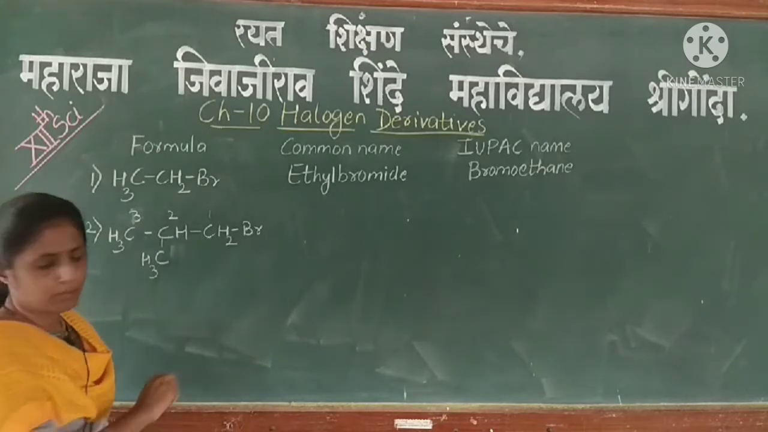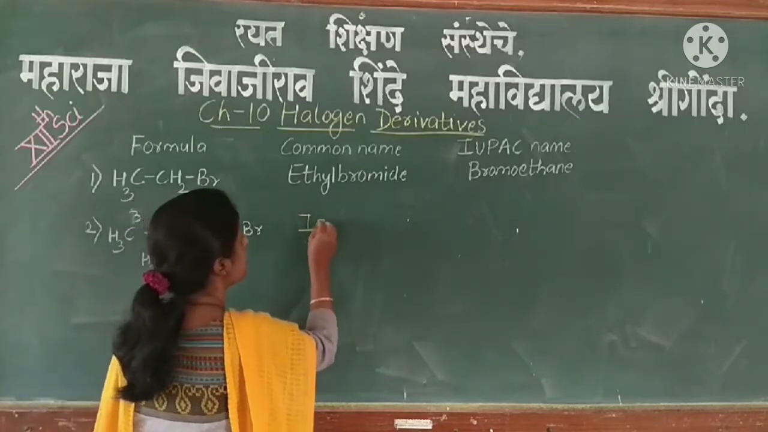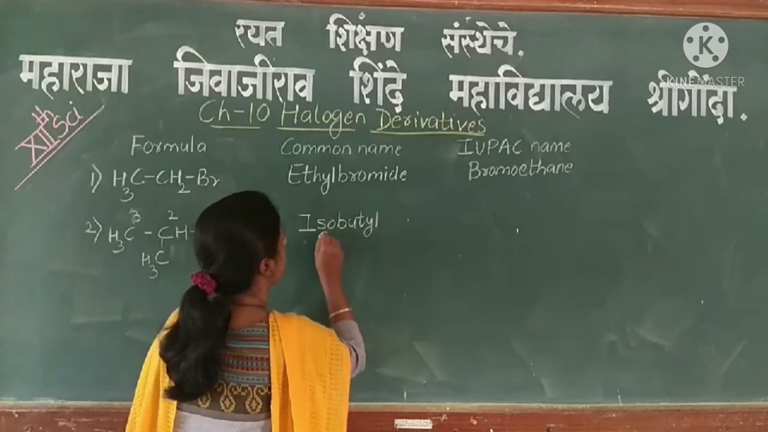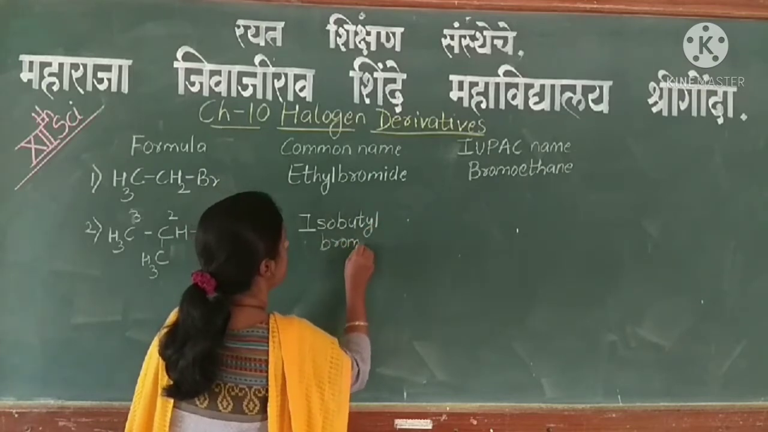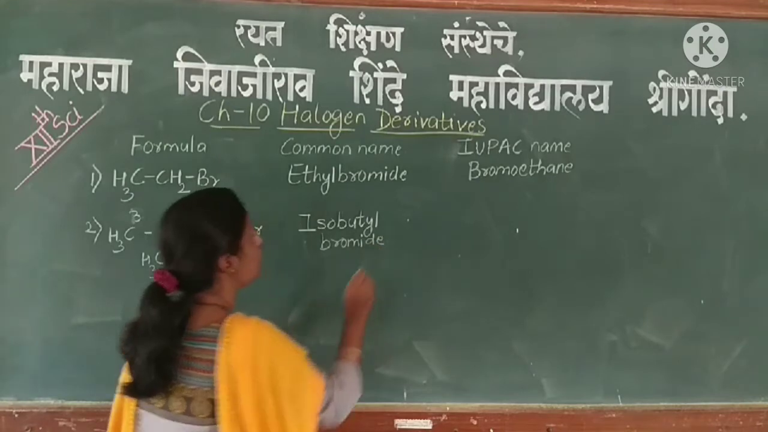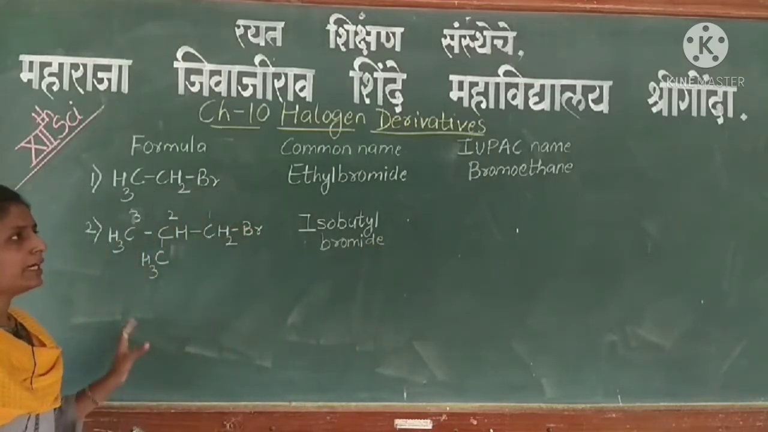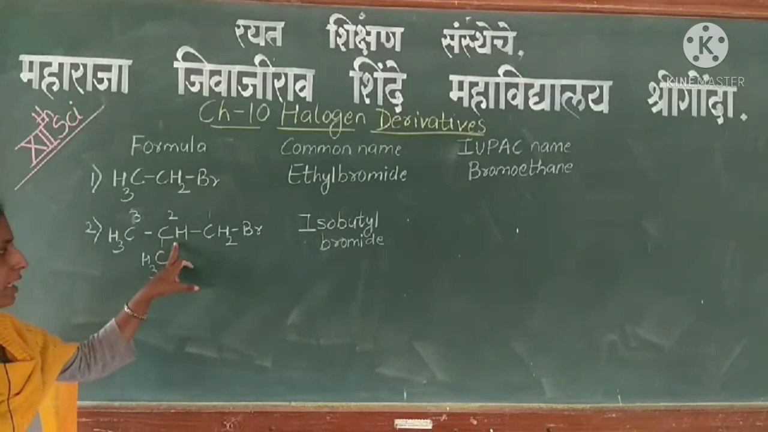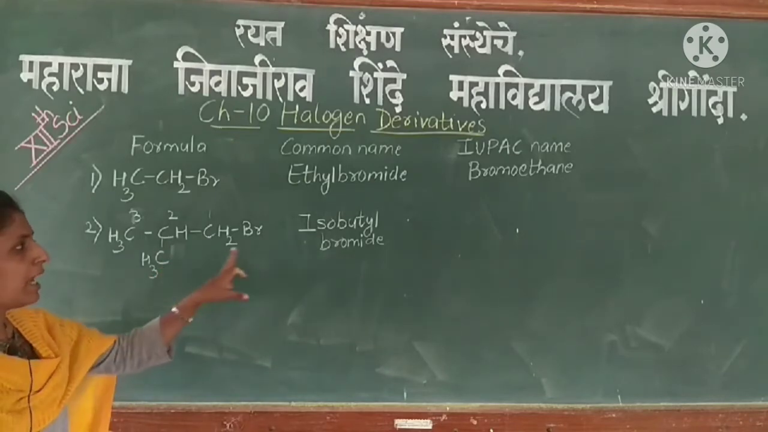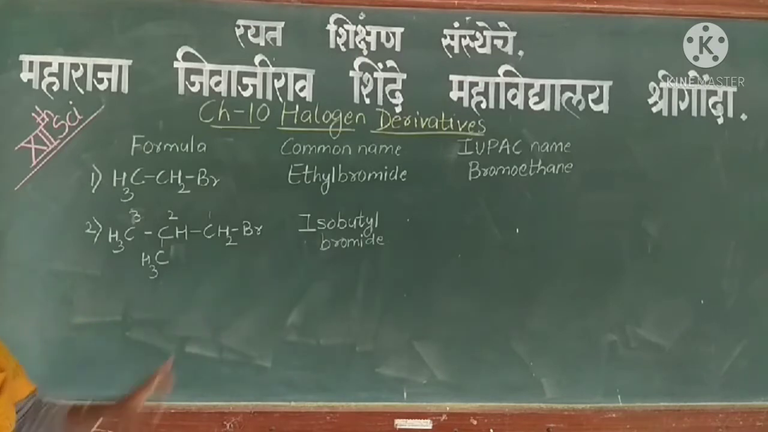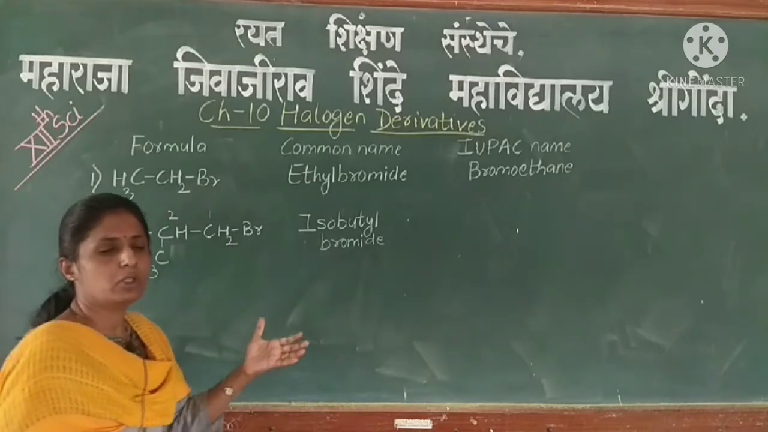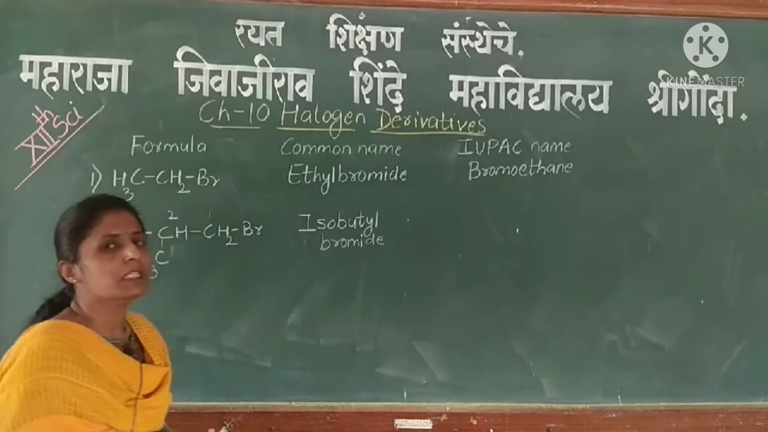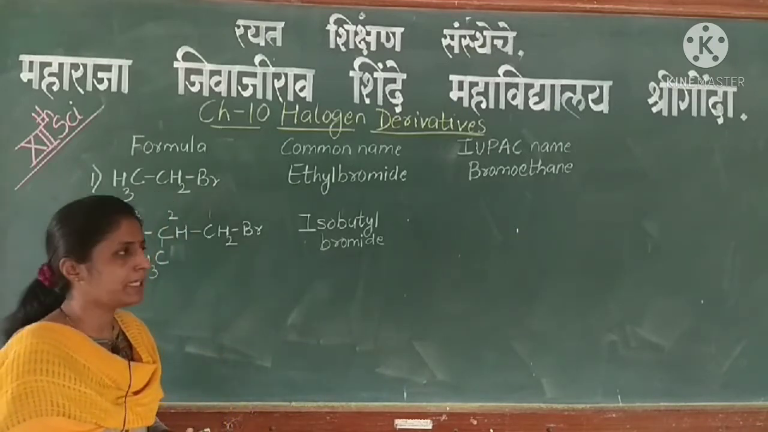Now what is the common name of this? It is isobutyl bromide. Okay, and how will you write the IUPAC name? The second position has a methyl group and the first position has bromine. Now when more than one substituent is there, what is the rule? The substituents should be written in alphabetical order.